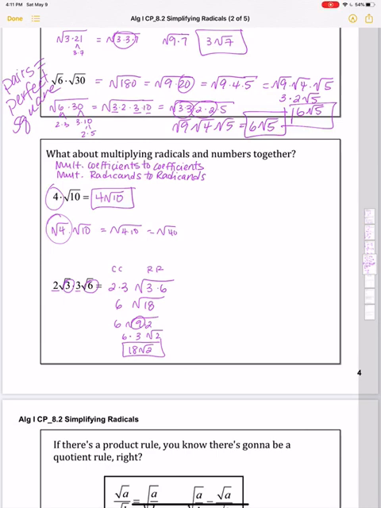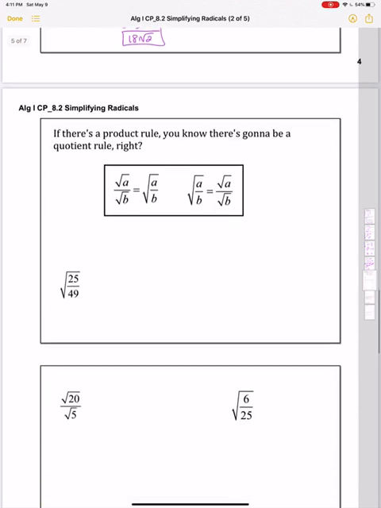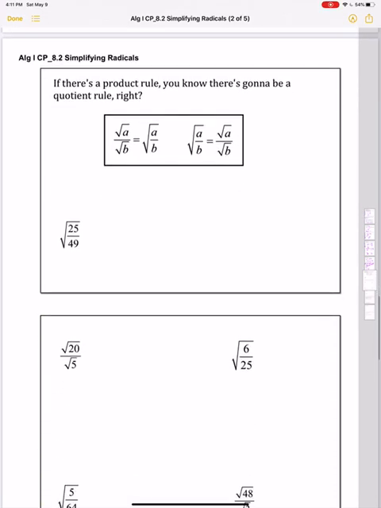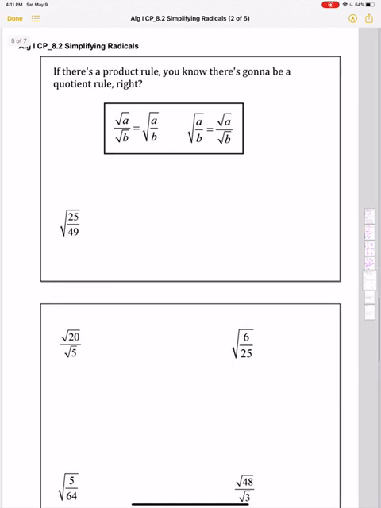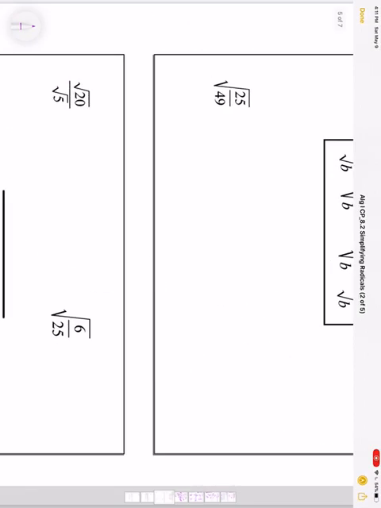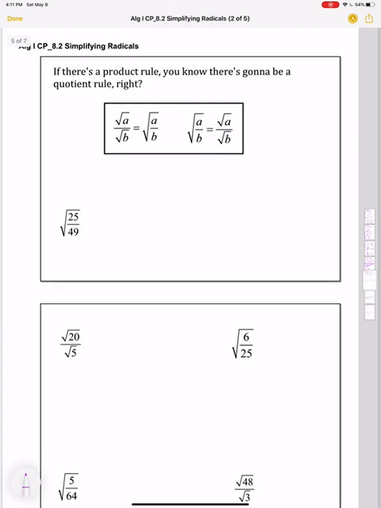Hi, algebra. We're going to keep working on simplifying radicals. We're going to look at how to simplify when you have a fraction, and we're going to look at how to simplify when you have variables, because of course we have to do it with letters. It wouldn't be algebra if we didn't.